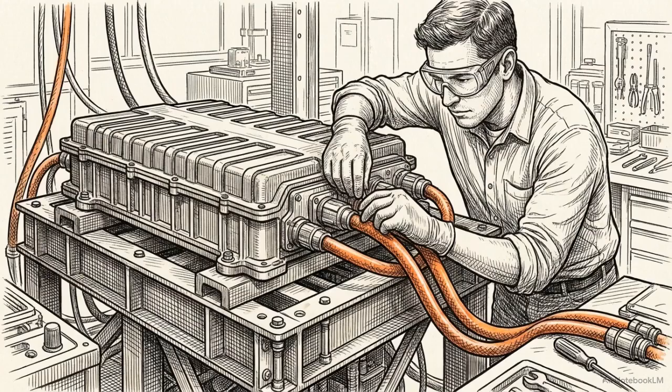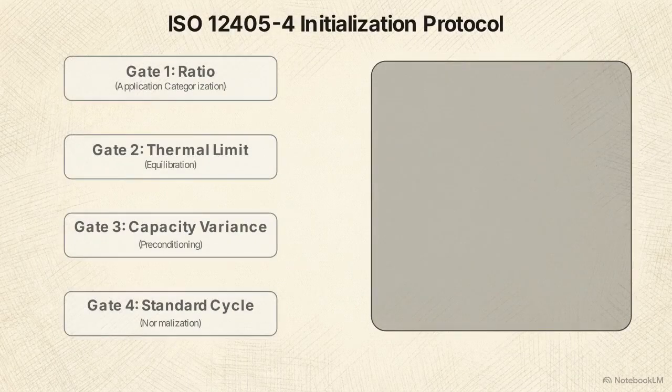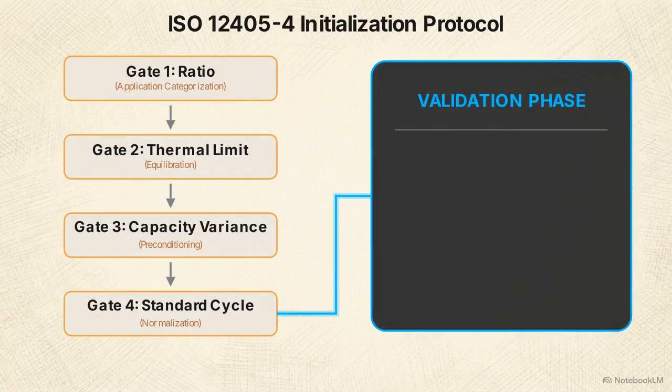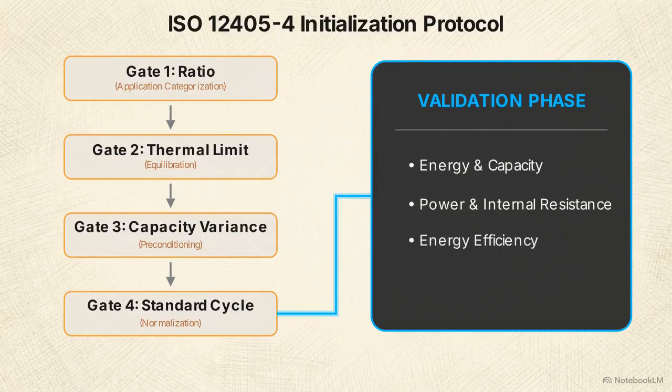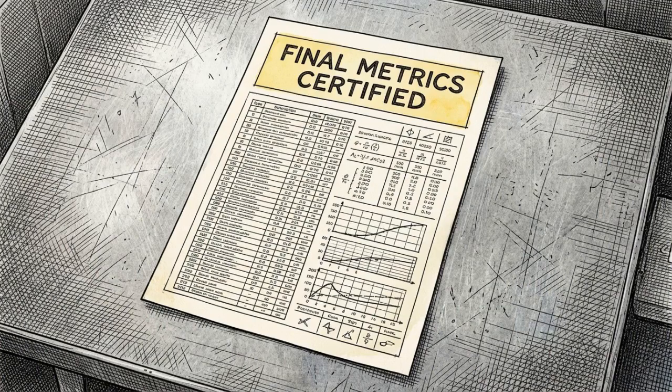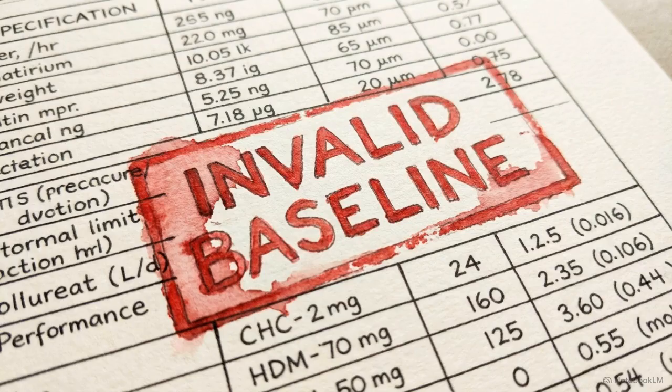Consider the sheer volume of labor required just to reach the starting line of a test. This flowchart tracks the complete initialization, defining the ratio, enforcing the thermal limit, locking capacity variance, and executing the standard cycle. Only at the end of this gauntlet does the standard permit engineers to measure energy, power, and efficiency. When an OEM reads a spec sheet boasting a specific rated capacity or an energy round-trip efficiency, those numbers are entirely meaningless without this rigorous precursor.